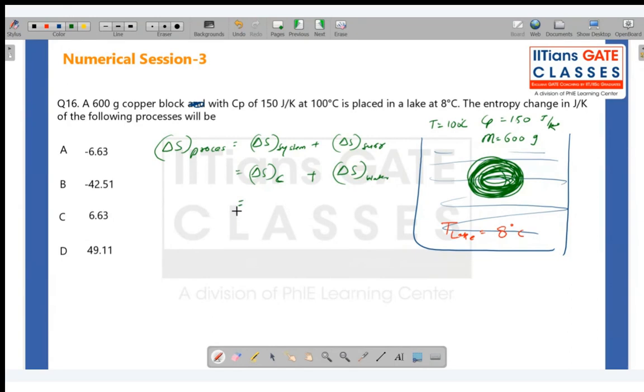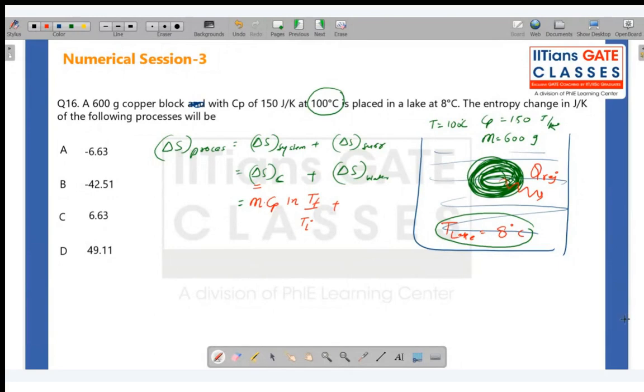This copper is at 100 degrees Celsius and the temperature of the lake is 8 degrees Celsius. That means heat transfer will happen. So Q is rejected by the copper, and the copper temperature will go down. So it is non-isothermal heat rejection. So what can you do? You can find out delta S by m Cp ln T final of copper by T initial.